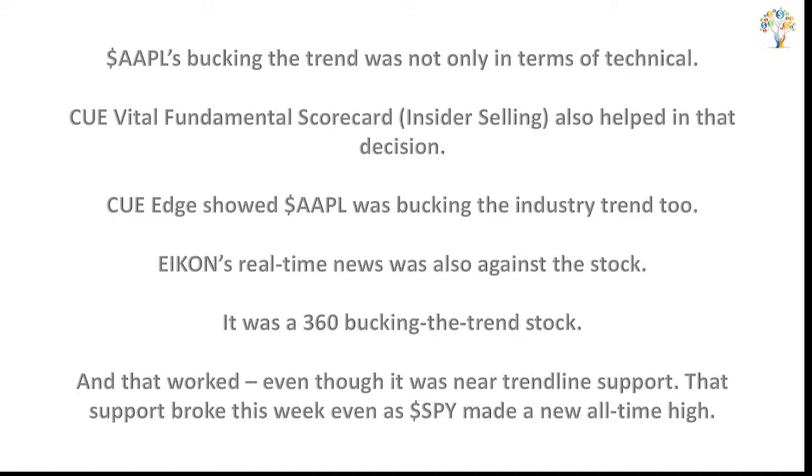It was a 360 degrees bucking the trend stock, and that worked even though it was near trendline support. Again, for my usual reversal trades or trend following trades for that matter, I don't like to short if it is near the Q memory trendline support. I don't like to buy if a stock is near Q memory trendline resistance. But Apple was an exception last week.